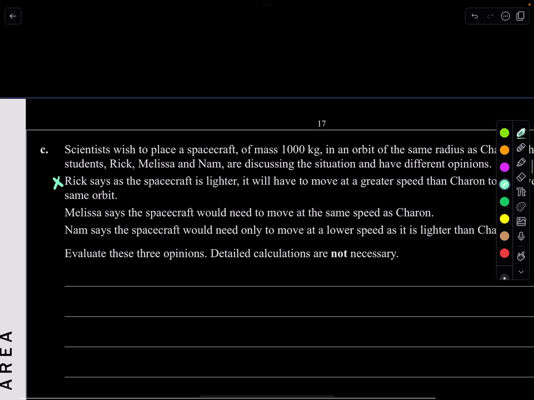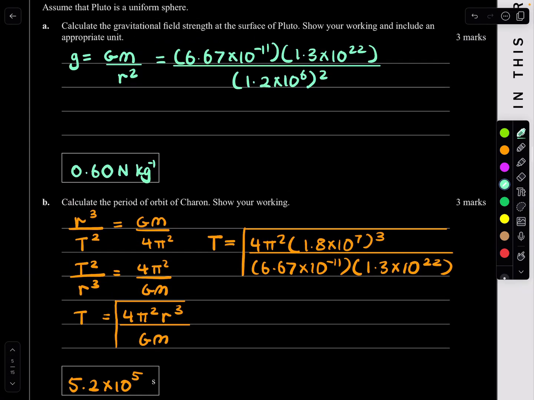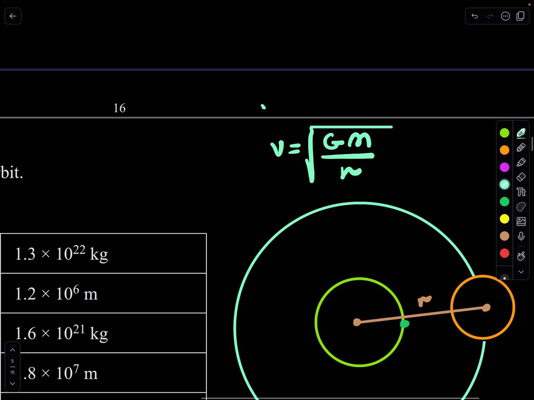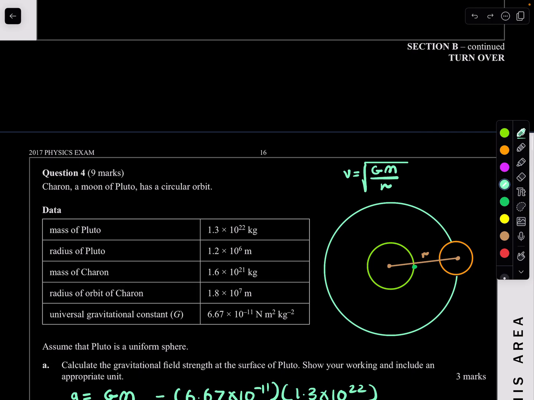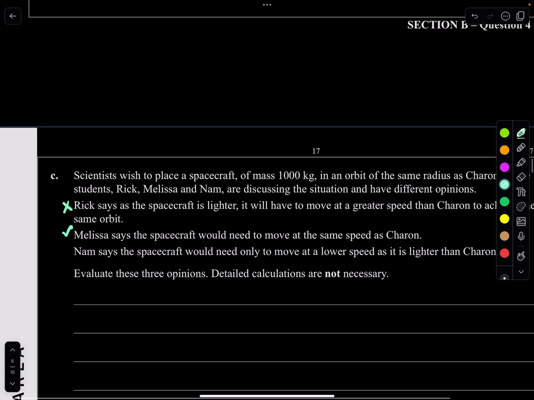That's the main point here. What about Melissa? Melissa says the spacecraft would need to move at the same speed as Charon. Pretty much true, because if it moves at the same speed as Charon, remember this mass is constant, it's the mass of Pluto. It means this radius has to be the same radius as Charon, which is great. That's what we want to aim for. And so Melissa's not wrong. It's true. Using your formula, that's absolutely true. So Melissa gets a nice tick here.